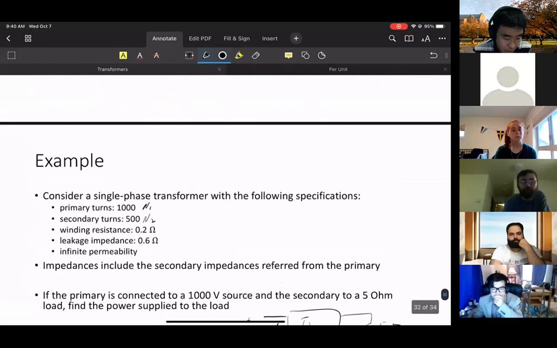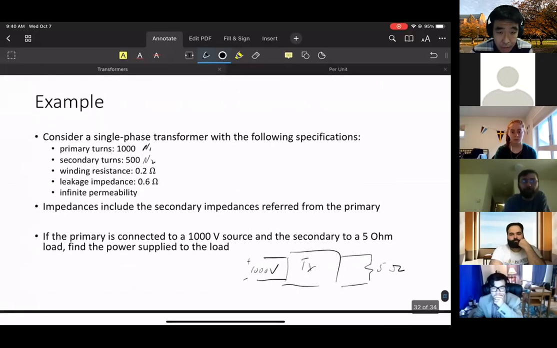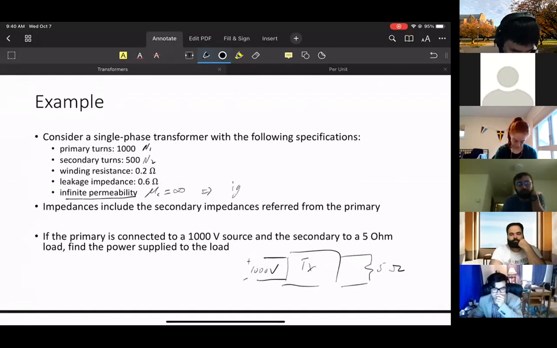So the permeability tells us we can ignore the shunt elements. What this says is I have infinite permeability, so mu c is infinity. This basically says the core is perfect, so the material of the core is ideal. So what this tells us is we can ignore the shunt elements.